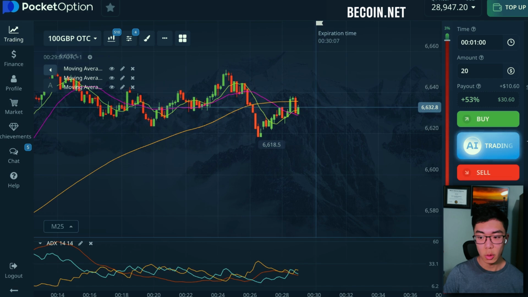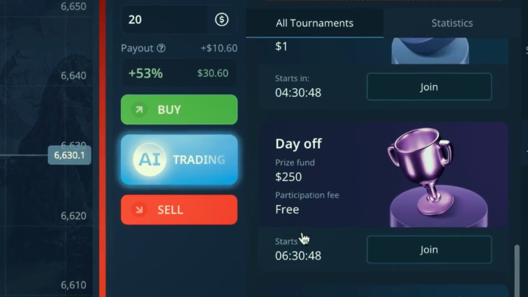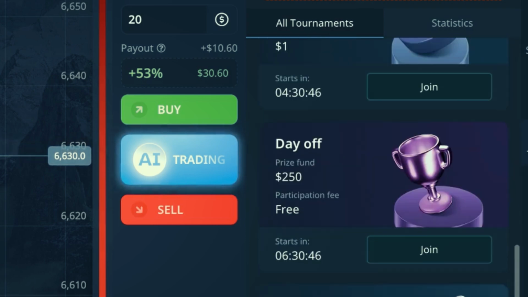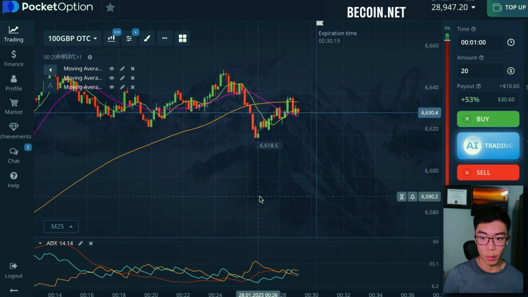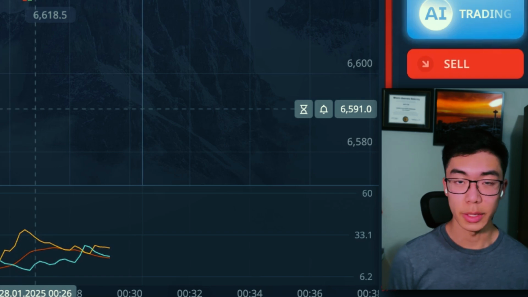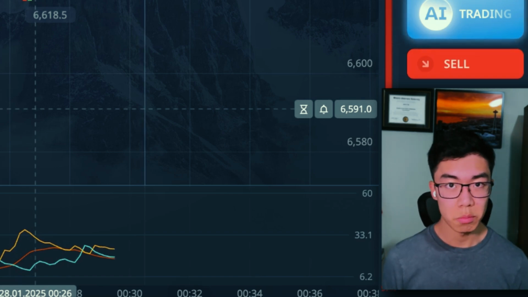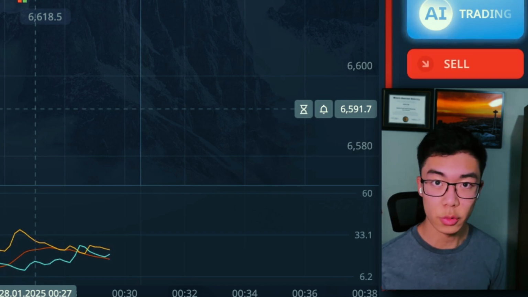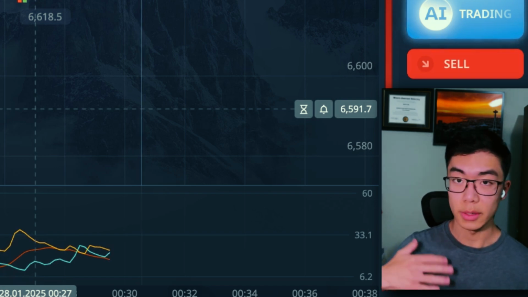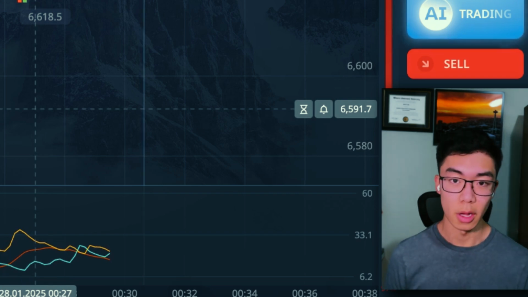You can also do tournaments, which is definitely a more advanced thing. You can do hour play or day off, and you can make plenty of money that way. And you can also make plenty of money doing referrals as well. If you refer people, then you'll get a decent chunk of money as well. So if you know plenty of friends, or you're an influencer, let's say, then you can definitely promote Pocket Option to get referral money, okay?